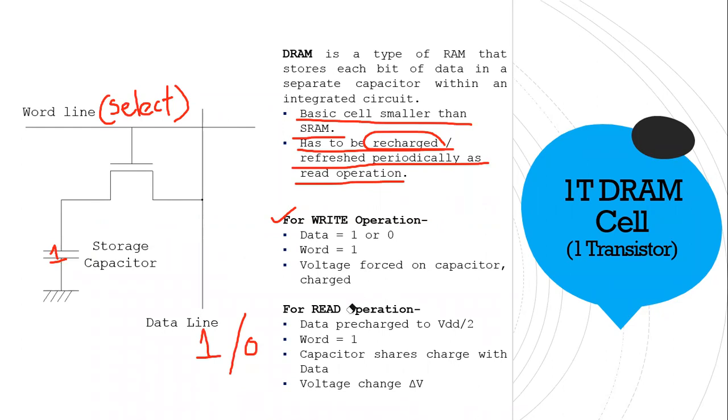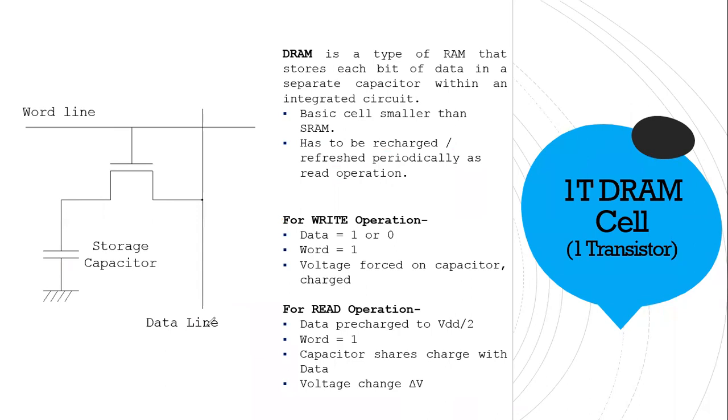Okay, remember, the read operation is a bit tricky and complicated. The data line is pre-charged to VDD by 2. So here you have to give a voltage that is not 1, not 0, but in between. That means VDD by 2. If 1 is 5 volt and 0 is 0 volt, you have to give 2.5 volt, half voltage, here.